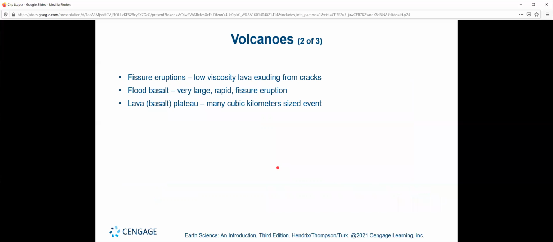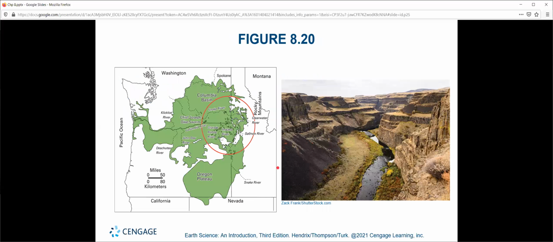It's cool stuff. Within volcanoes, however, we can have different ways they erupt. The different ways they erupt can be fissure eruptions or low viscosity lava extruding from cracks, flood basalts, which are very large, rapid fissure eruptions, and plateaus, which are really big, usually basalts.